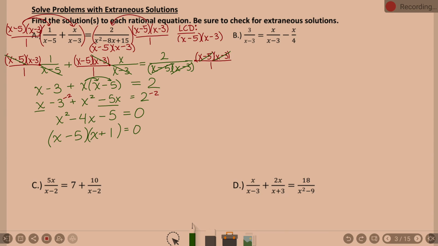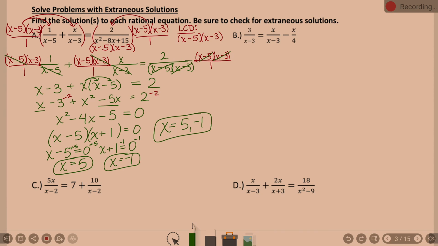After you get it factored, what do you do? Set each factor equal to 0. So x minus 5 equals 0. X plus 1 equals 0. If x minus 5 equals 0, then we know we're going to have an answer of x equals 5. If x plus 1 equals 0, x equals negative 1. So I end up with solutions of 5 and negative 1.